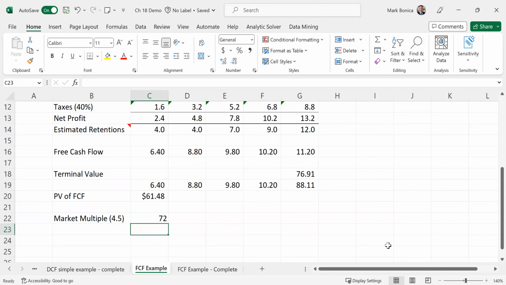It's that simple. All right, next time we're going to talk about leases. It is exciting.